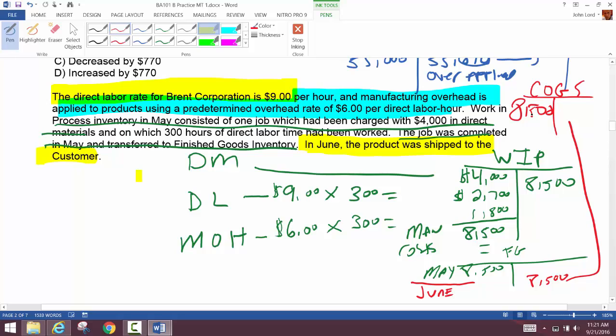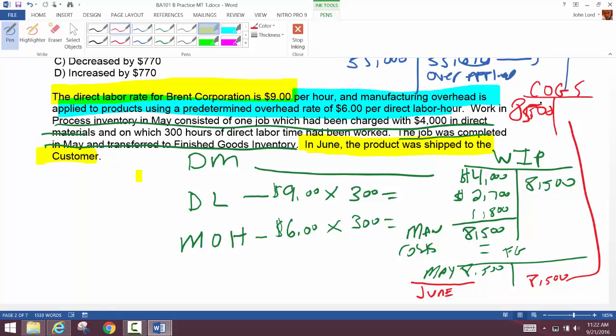Do you understand everything that just happened? Any question on everything that just happened? Again, we just went through the whole process, although we didn't have to calculate the predetermined manufacturing overhead rate. We picked it up from there, right? With me so far?